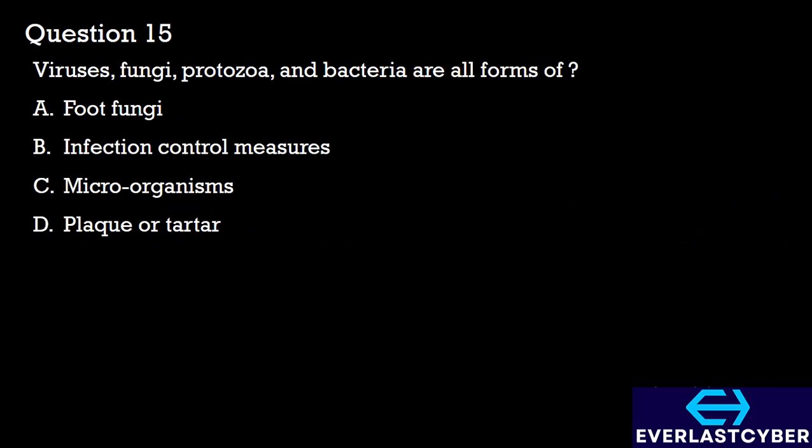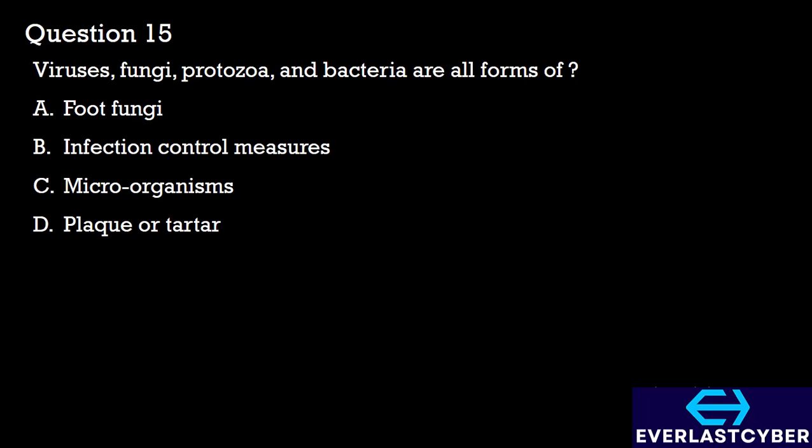Question 15. Viruses, fungi, protozoa, and bacteria are all forms of A. Foot fungi, B. Infection control measures, C. Microorganisms, D. Plaque or tartar. Foot fungi is a specific type of fungal infection like athlete's foot, and the term does not encompass all types of microorganisms. Infection control measures refers to strategies that are used to prevent the spread of infections, not to the actual organisms that cause the infections.